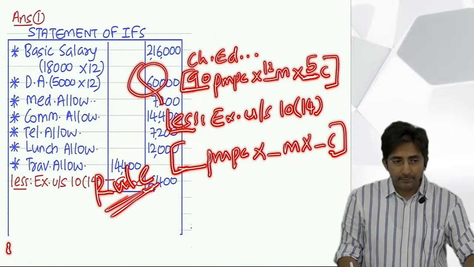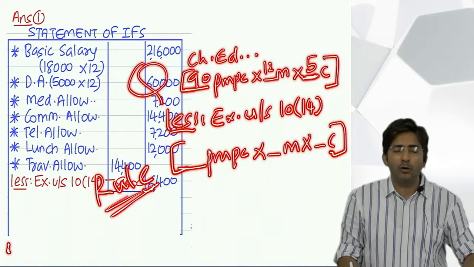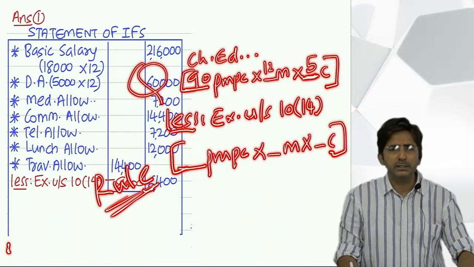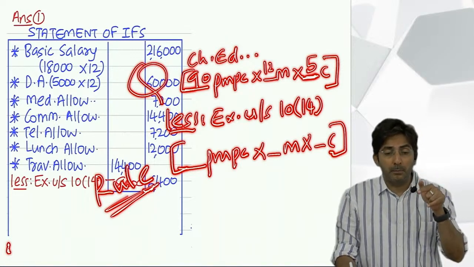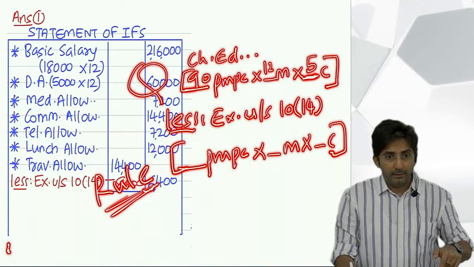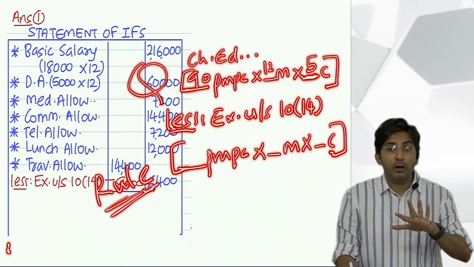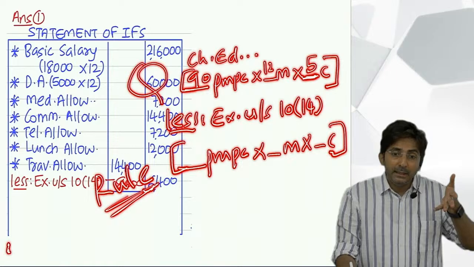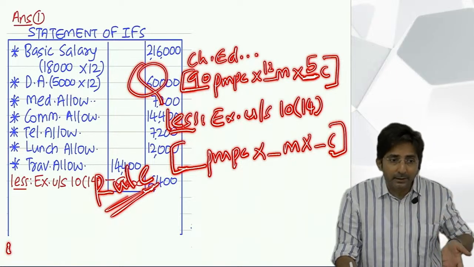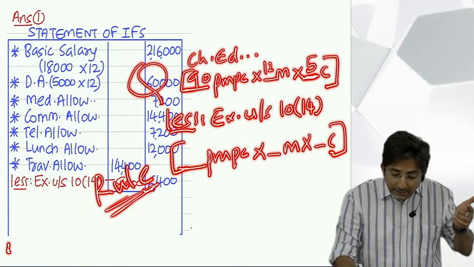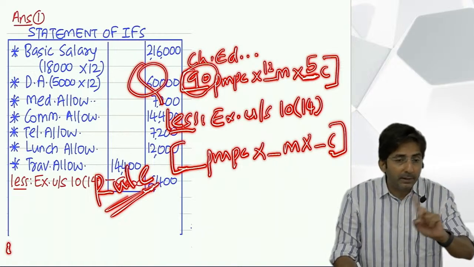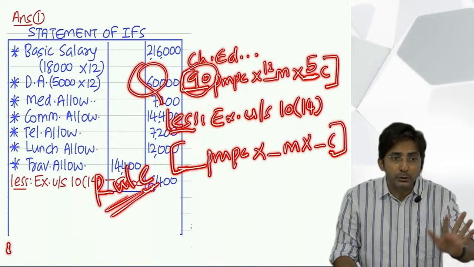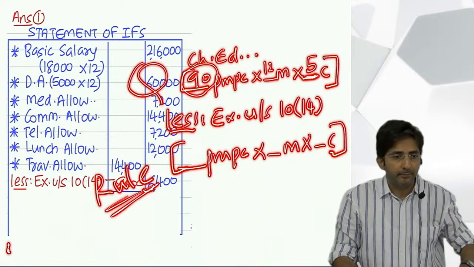And then less. Now you have to use the knowledge of the rule. What was the rule for children education allowance? Maximum 100 per month per child. Maximum means not more than that. If it is less, take less only. Here it is 90, take 90 only. If you would not have arranged like this, you would have blindly taken 100.